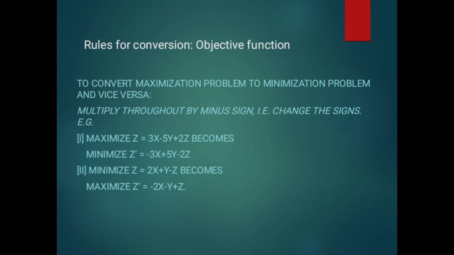The conversion of maximize to minimize and minimize to maximize. In a simple way, multiply throughout by a minus sign, and you change minimize to maximize or maximize to minimize. For example, maximize z equal to 3x minus 5y plus 2z becomes minimize z equal to minus 3x plus 5y minus 2z. And also, minimize z equal to 2x plus y minus z becomes maximize z equal to minus 2x minus y plus z.